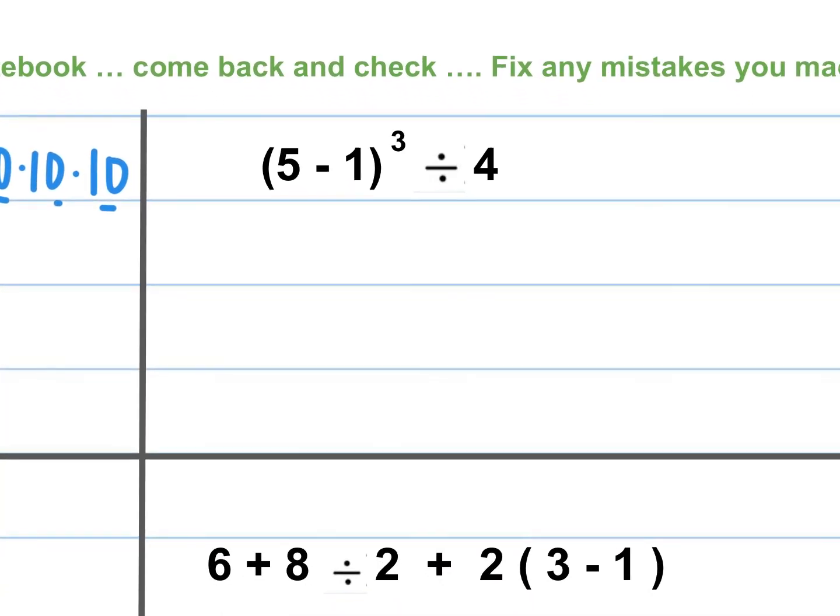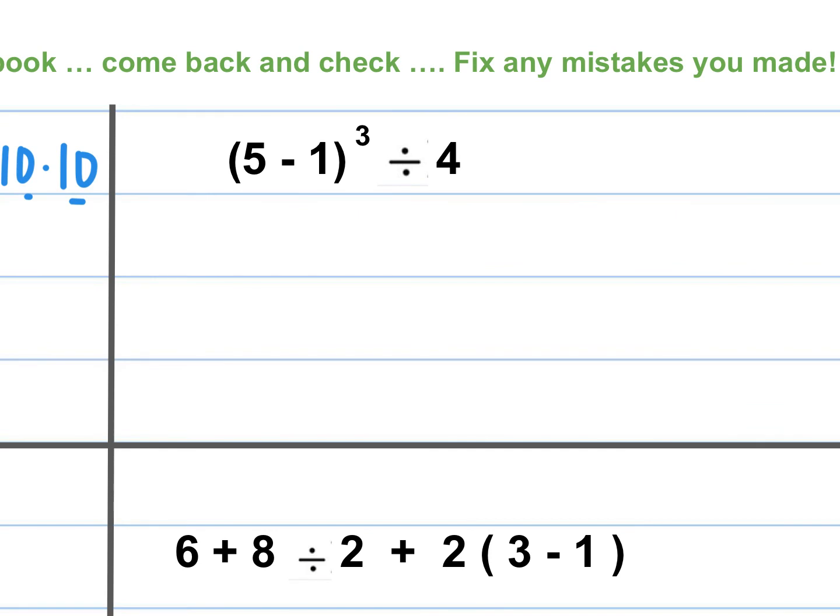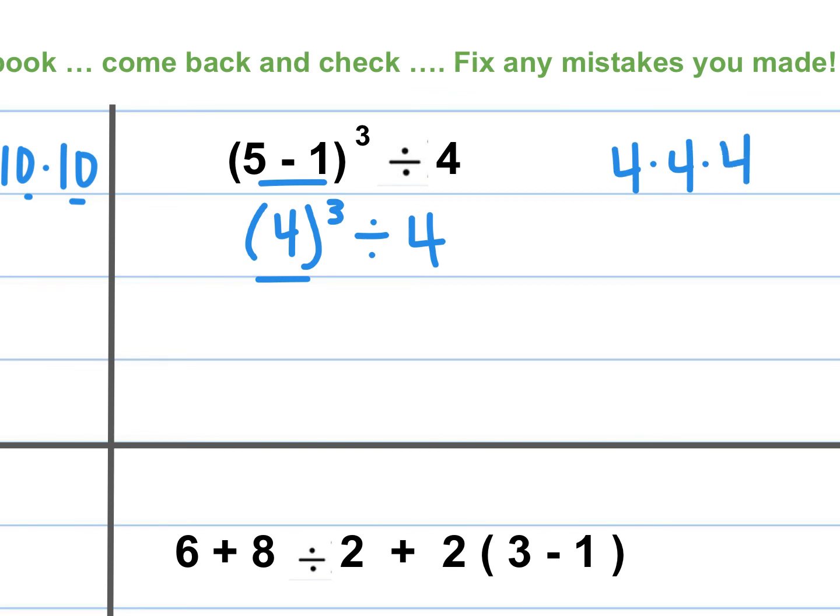Next one, 5 minus 1 to the 3rd power divided by 4. Order of operations would tell me to do the parentheses first. So 5 minus 1 is 4. I still have the exponent on there. And then we're going to divide that by 4. Next, we would do the exponents. So again, this means 4 times 4 times 4. So 4 times 4 is 16, and 16 times 4 is 64.